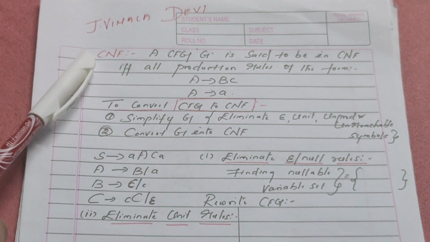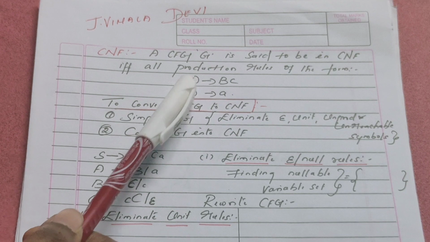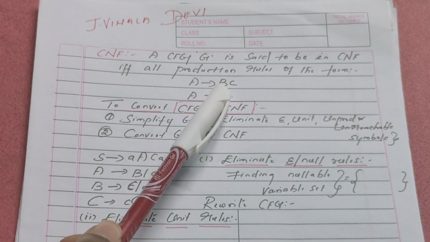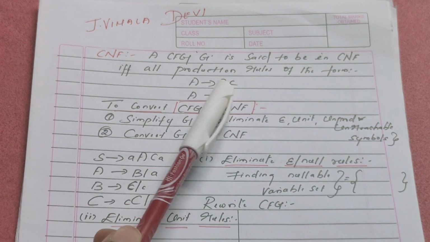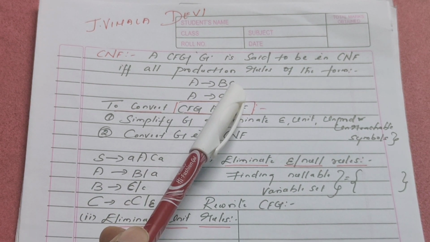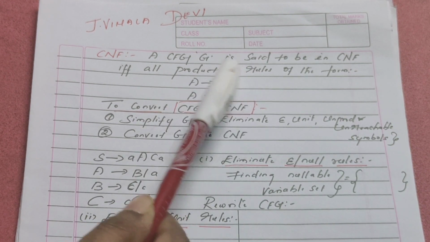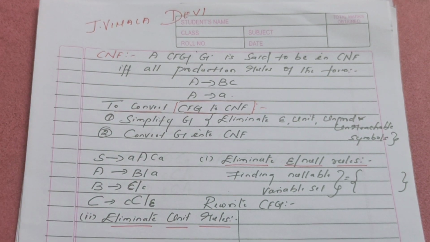So what is Chomsky normal form? If your production rules are of the form A derives BC, where B and C are variables, which is why they are written in caps, or A derives a, then on the right hand side you can have two continuous variables or a single terminal. If all the production rules are of this form, then the grammar is said to be in Chomsky normal form.